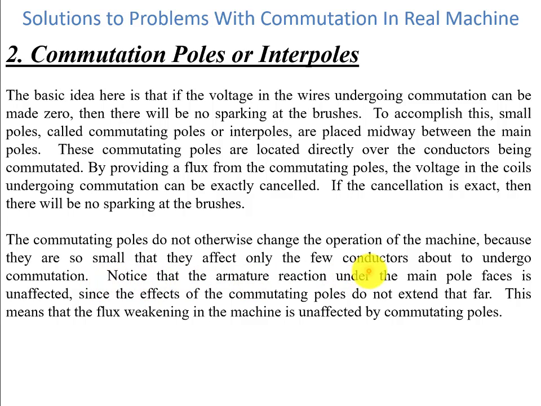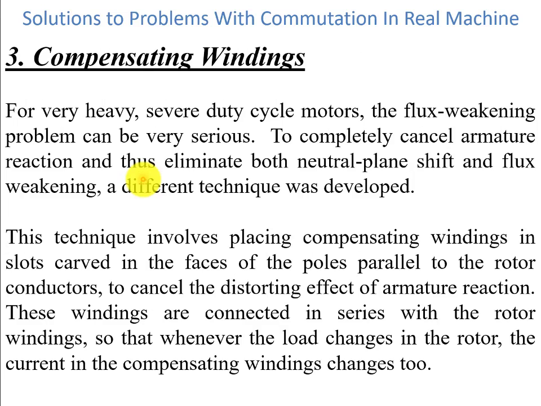Notice that the armature reaction under the main pole faces is unaffected, since the effects of the commutating poles do not extend that far. This means that the flux weakening in the machine is unaffected by commutating poles. Obviously we have now introduced new poles, so it will be a costly solution, but we have better operation of the DC machine.